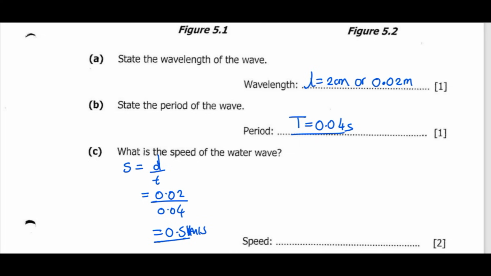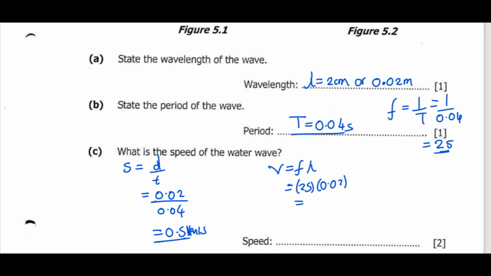Okay, let's find the frequency since we have the period. So frequency is equal to 1 over T, 1 over 0.04. So what is 1 divided by 0.04? I'm getting 25. Now we know that the velocity is equal to frequency times the wavelength. So frequency is 25 times 0.02. So 25 times 0.02, you still get the same answer, 0.5 meters per second.